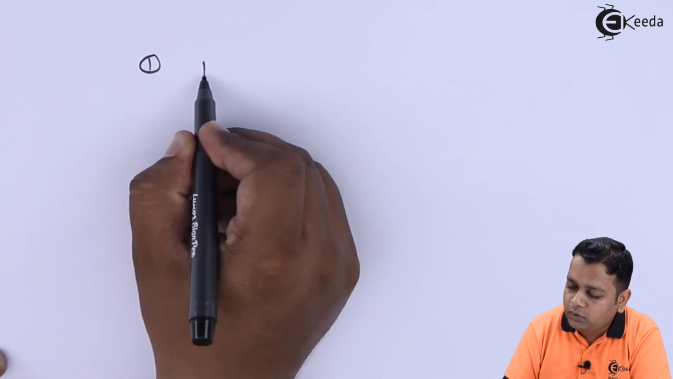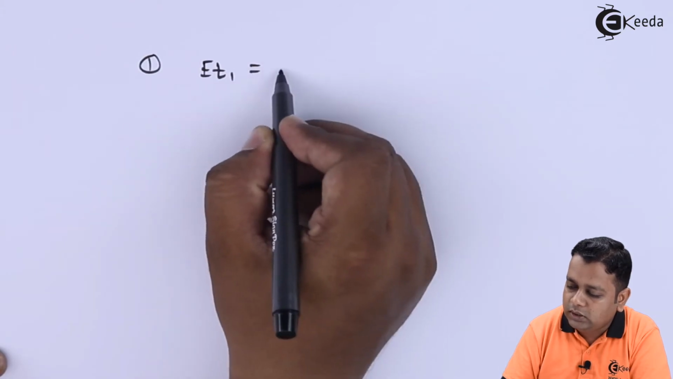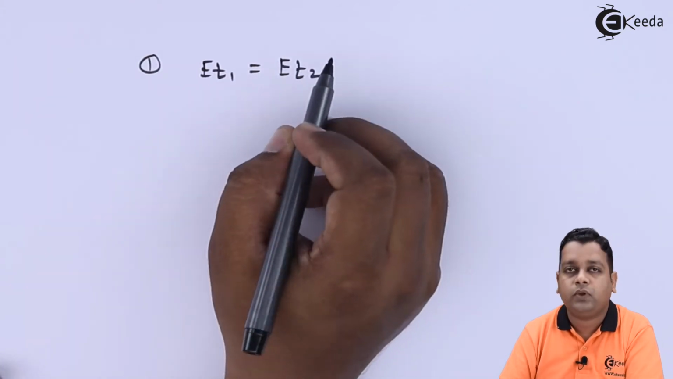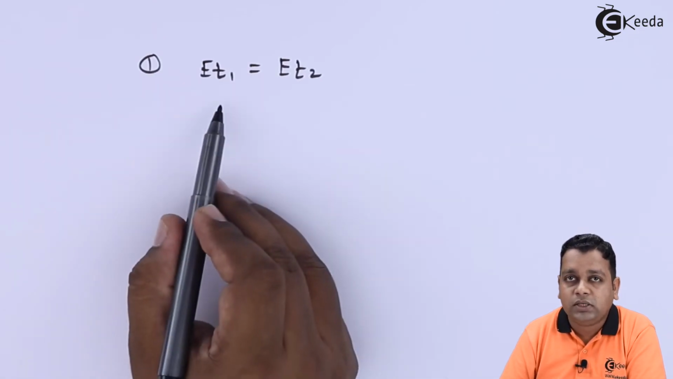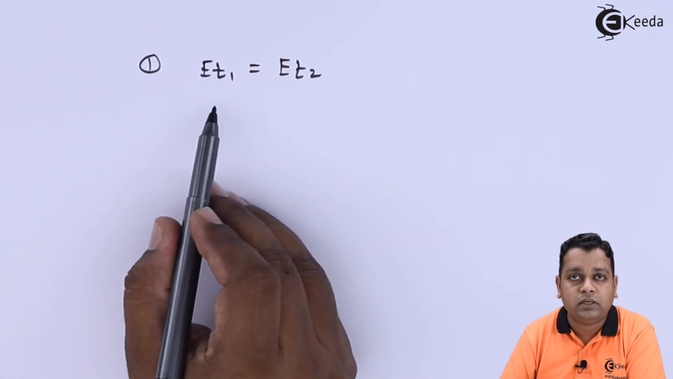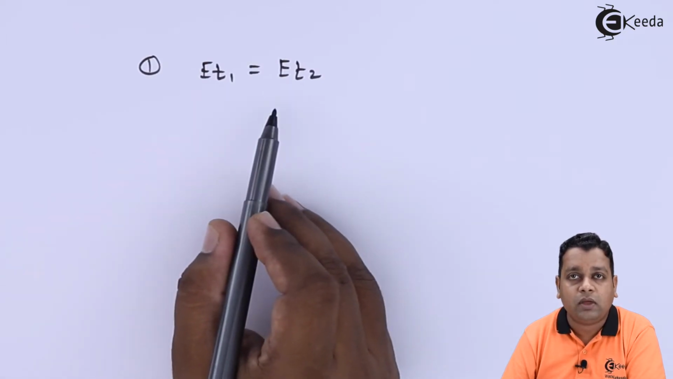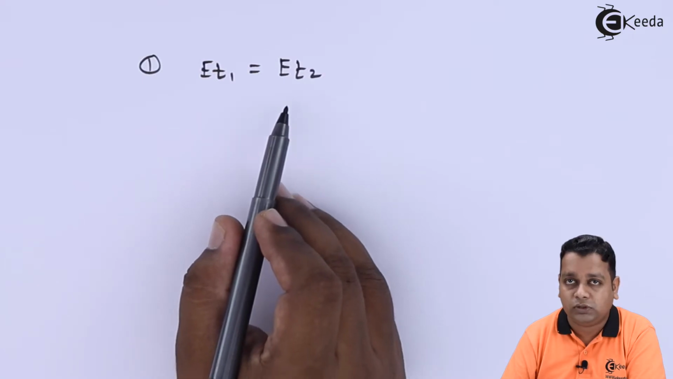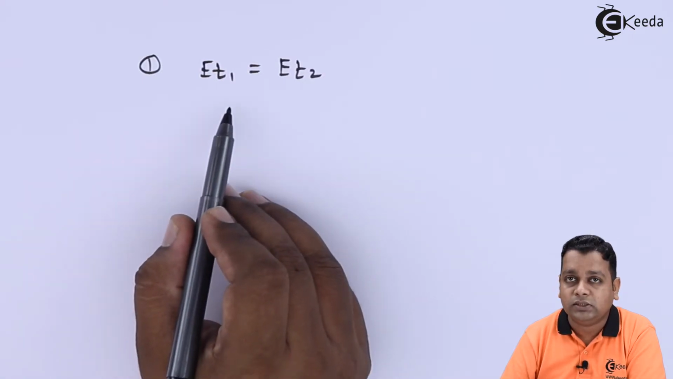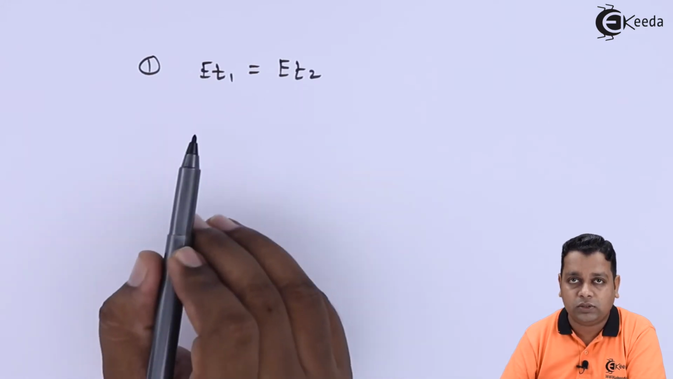Now for the general case, we can write the boundary conditions with the help of four equations. The first equation we can write is Et1 is equal to Et2. This equation gives us the information that the tangential component of electric field intensity in medium 1 is the same as the tangential component of electric field intensity in medium 2 also. So this tangential component is continuous across the boundary.